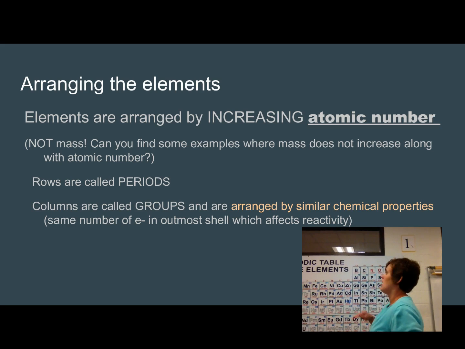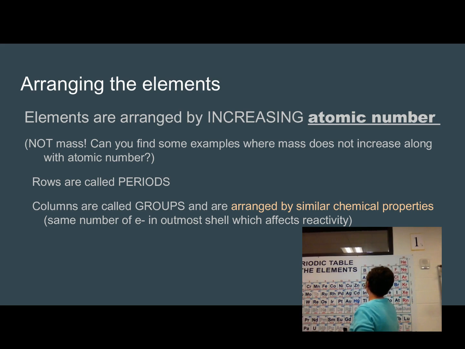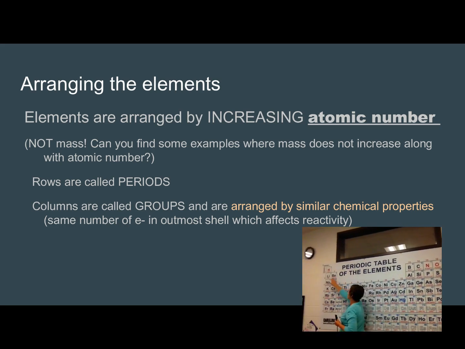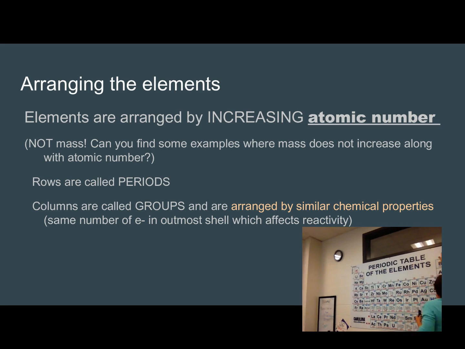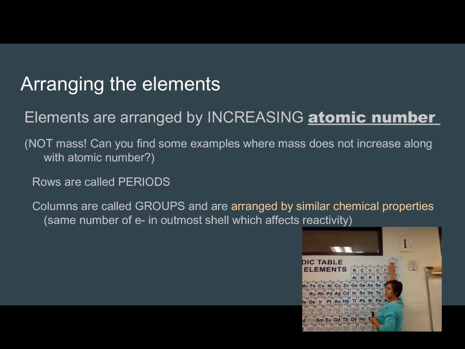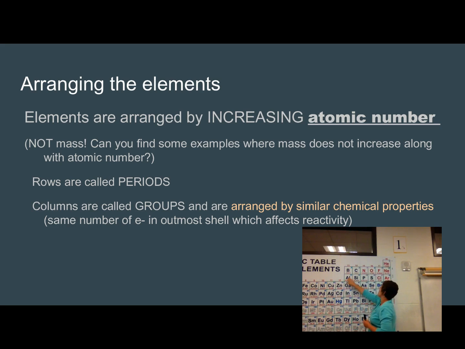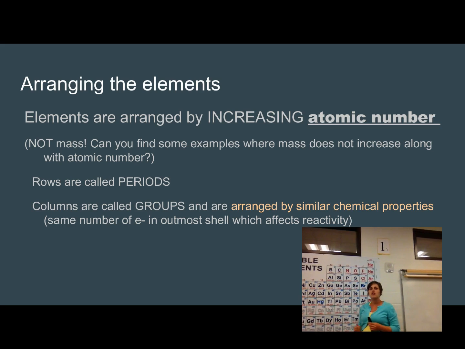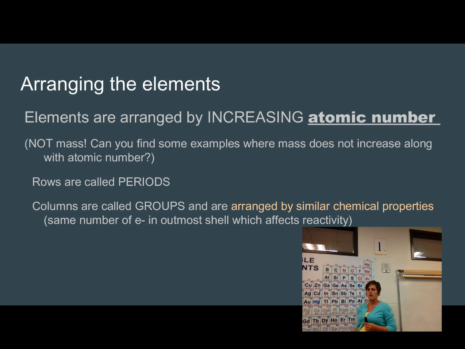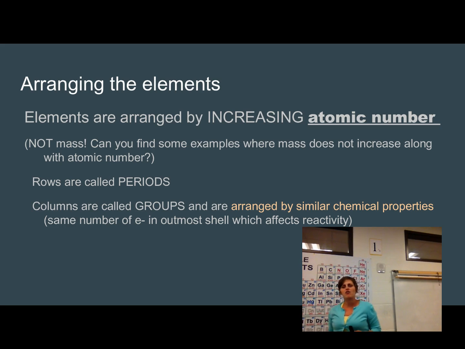On your periodic table, you'll notice that you have elements arranged in rows as well as columns. Your rows are called periods, hence the periodic table. You start here with number 1 and you go across by 2. These are your periods. Columns are called groups. Elements are grouped by having similar chemical and physical properties, which affect their reactivity. We'll get into how they're arranged really shortly.